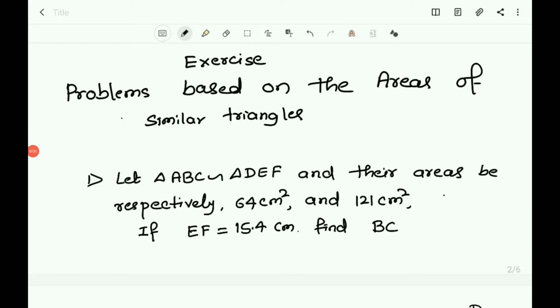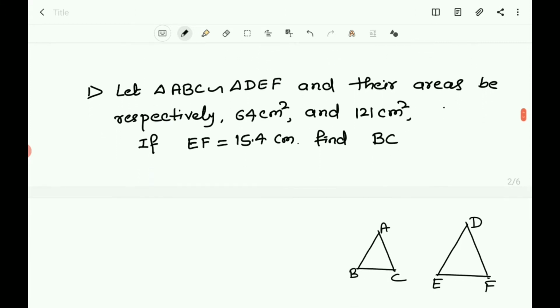Children, let us solve the exercise which contains problems based on the areas of similar triangles. Now take the first question. Let triangle ABC be similar to triangle DEF, and their areas are respectively 64 cm square and 121 cm square. If EF is equal to 15.4 cm, find BC.